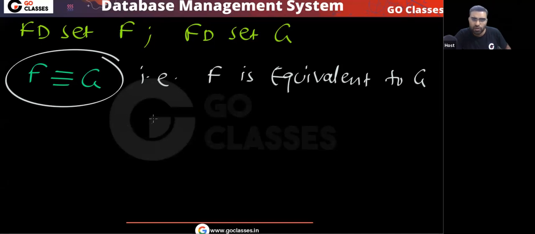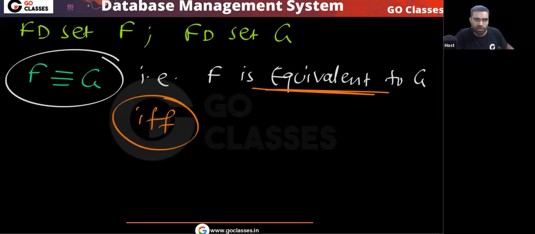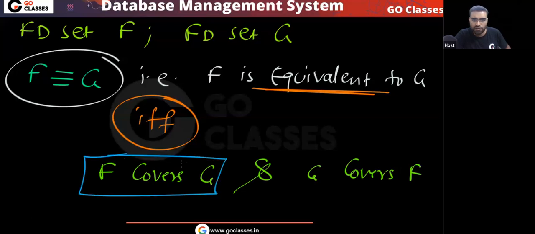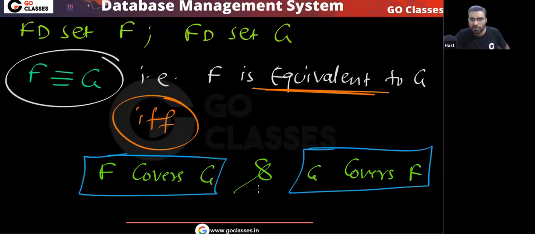They are equivalent if and only if F covers G and G covers F. Yes or no? Then they will be called equivalent. What does it mean? Whatever G can do, F can also do, and whatever F can do, G can also do. So they are equivalent. This is the definition of equivalence.